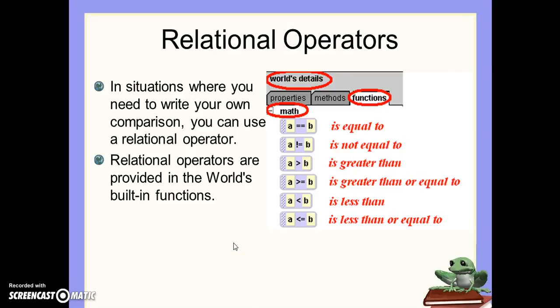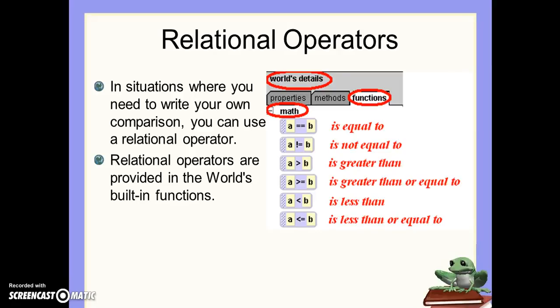We can use relational operators in this case. In the world's details, we would be in the functions, and now we can use a relational operator to determine whether or not a condition is true or false. So in situations where you need to write your own comparison, we will use a relational operator. Relational operators are provided to us in the world's functions.